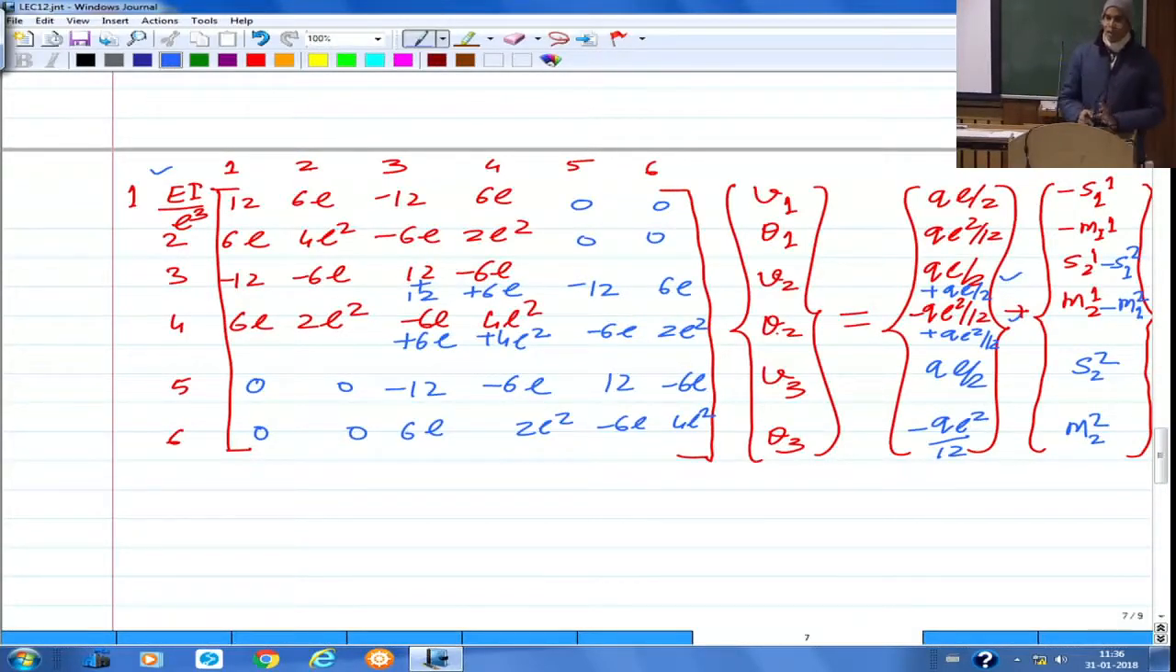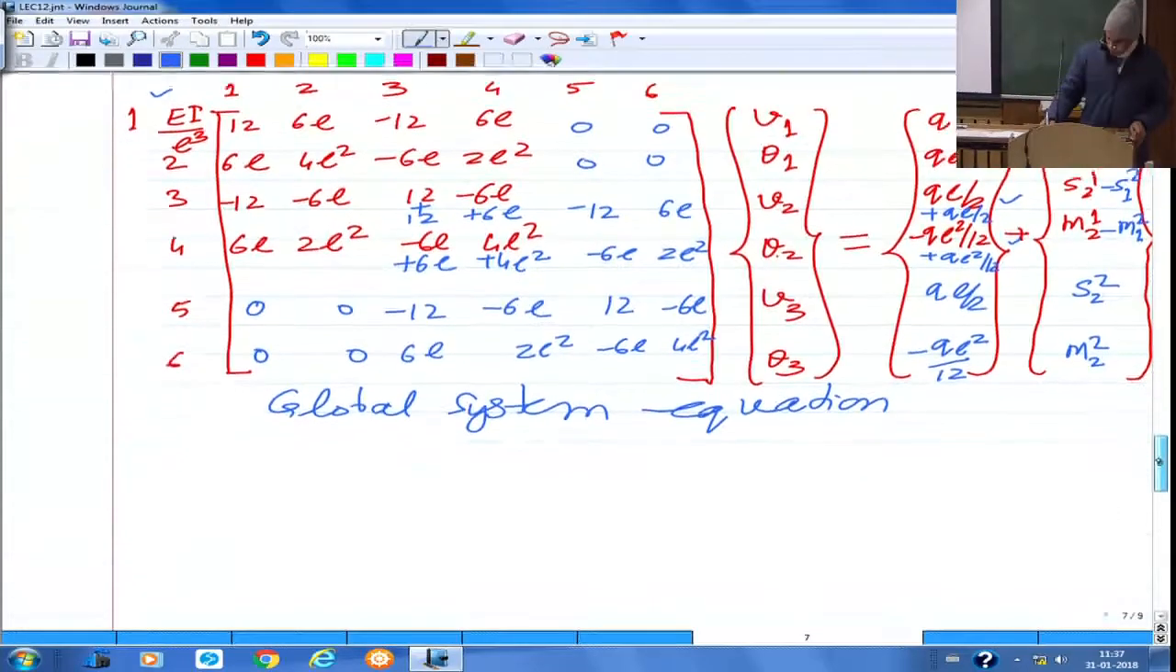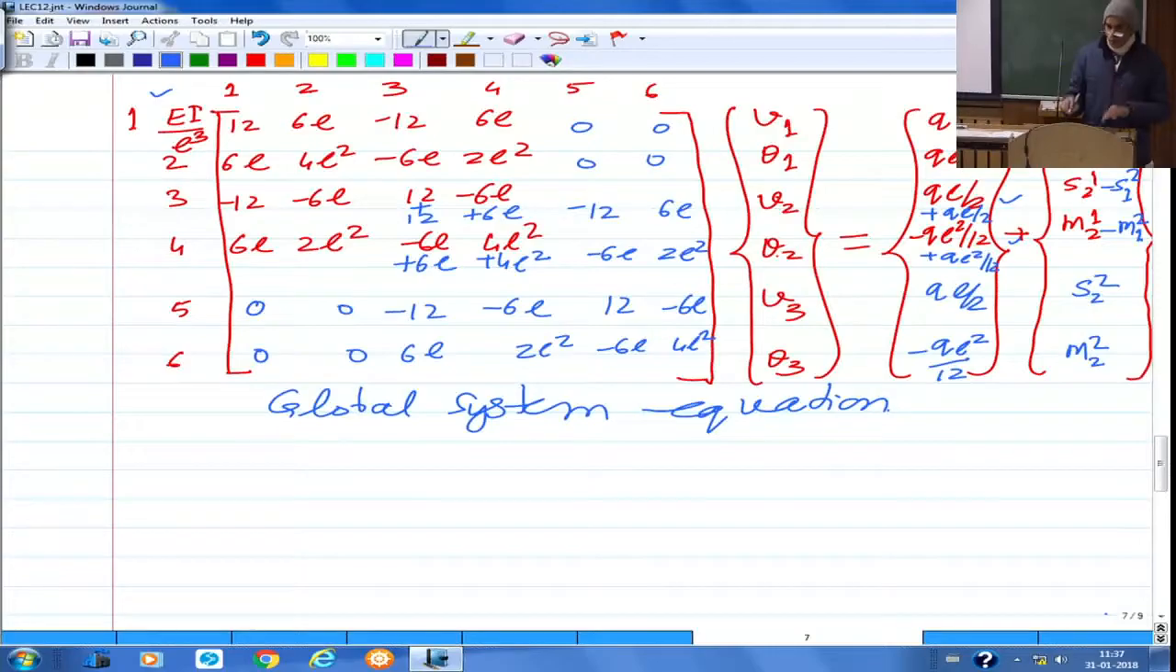So this you get as your assembled system equation, call it the global assembled system equation. This is what we called the element level governing equation, and this is the global system equation. Global in the sense you are putting all the elements together, and system means in this case the beam. Then we talk of boundary conditions.